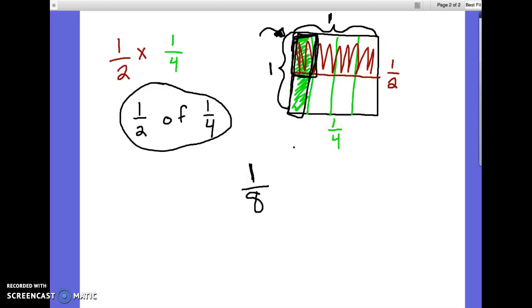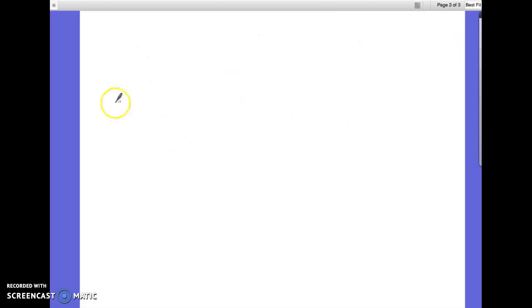I'm going to do another example for you so that we can see how it's going, and then I'm going to give you a few problems to do on your own. Let's do 2/5 times 1/3. Again, remember, this means 2/5 of 1/3. Okay, so we're going to model this using that same area model.